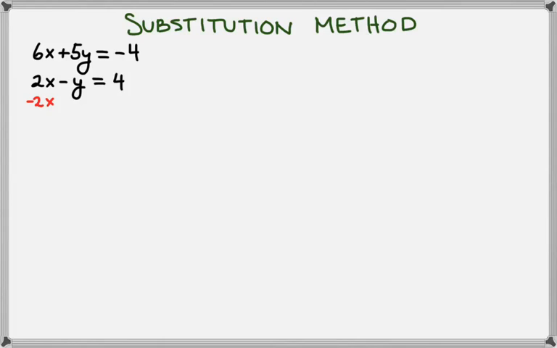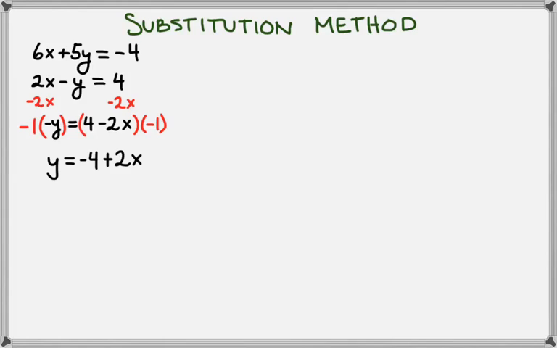So the first thing that we want to do is subtract 2x to the other side. So on the left-hand side, that's going to leave us with negative y, and on the right, we'll have 4 minus 2x. Now we can go ahead and multiply by negative 1 on both sides, and that will leave us with y equals negative 4 plus 2x.